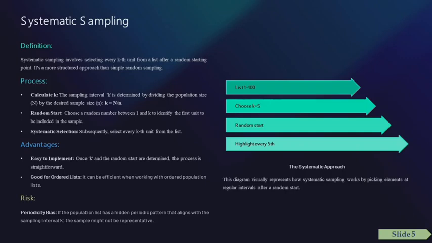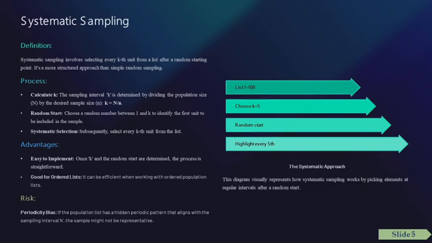Systematic sampling. This method selects every Kth unit from a list after a random start, more structured than the simple random sampling technique. To process this method, calculate k as N over n, which simply means population divided by sample size. Choose a random start between 1 and k, then pick every Kth unit.